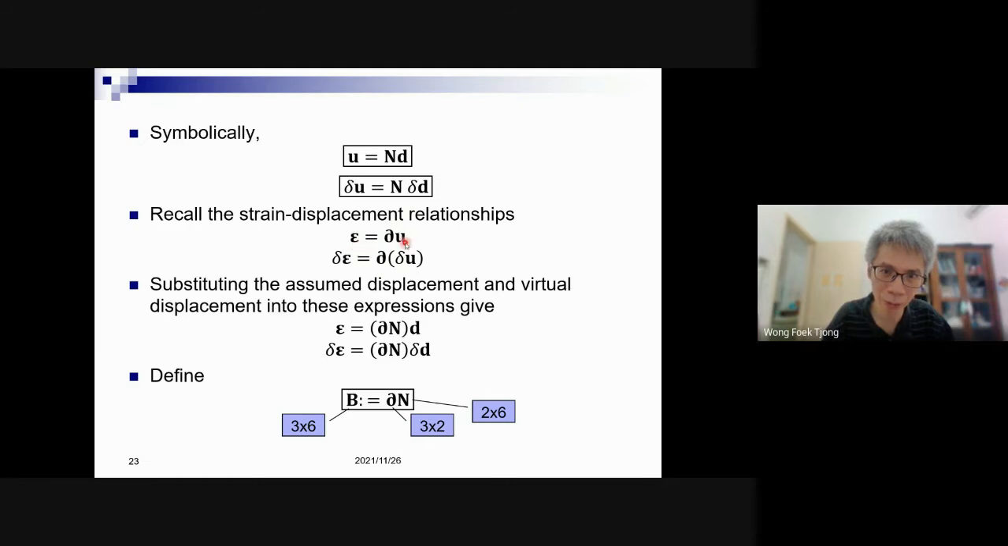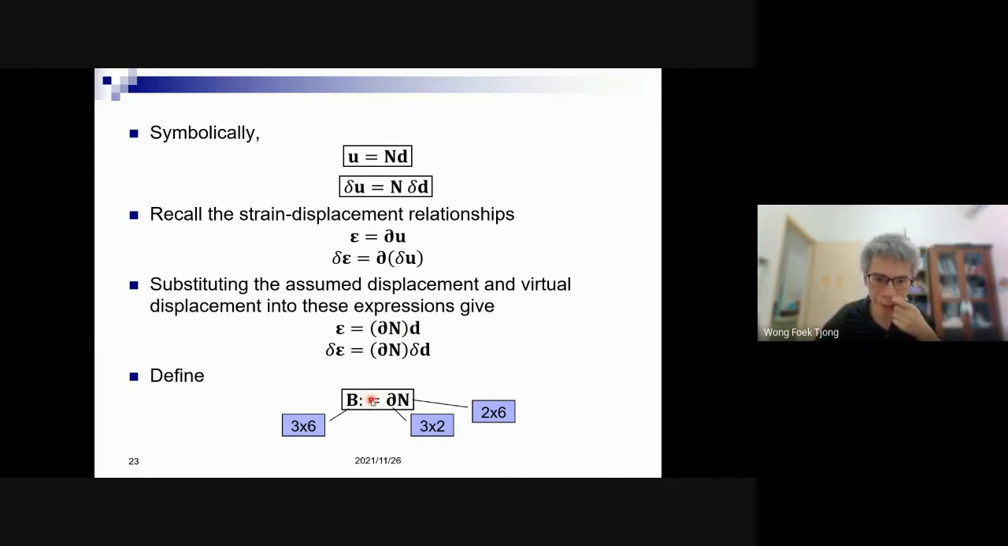Just now, what is U? U is this one, ND. So just insert this into this. Similarly, for virtual strain, we define it as the differential operator on the virtual displacement. So just inserting this into this, we're going to get this. Let's give a name to this matrix: the differential operator on the shape function matrix, let's call it B.